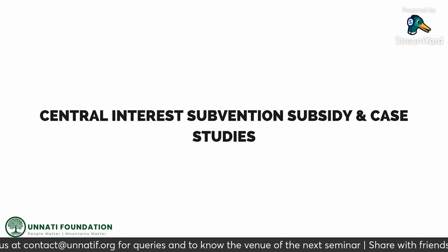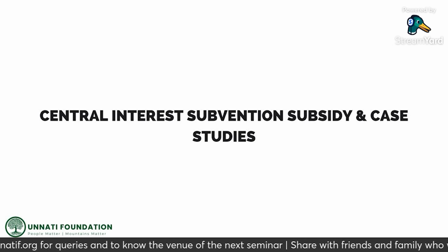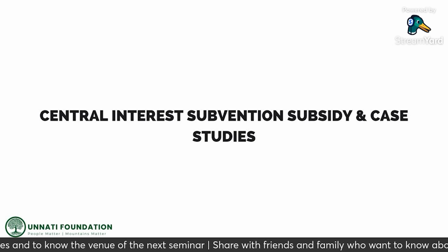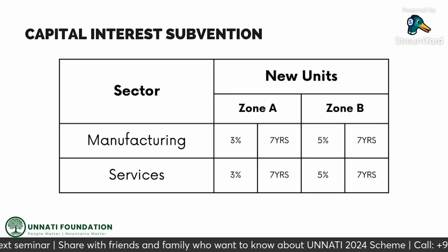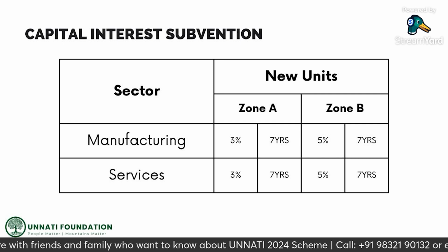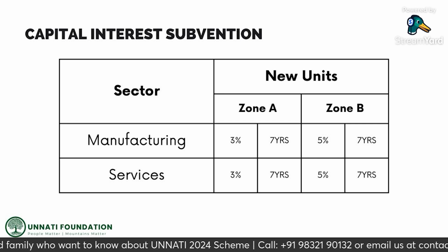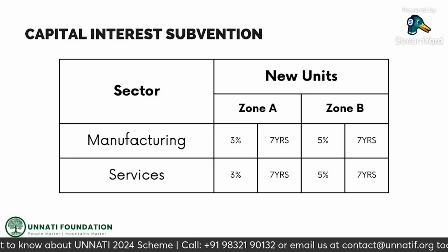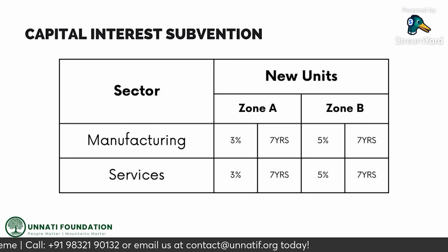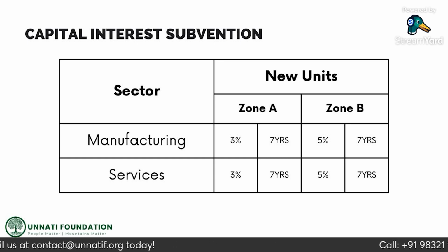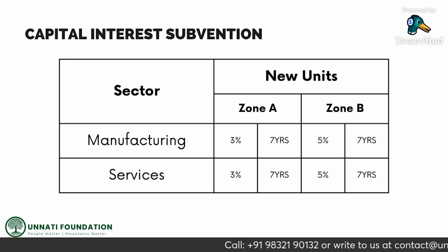Now, central interest subvention is a subsidy incentive on the interest you pay on the loans. For manufacturing and services sector, it is 3% with a limit of 7 years of loan repayment for Zone A and 5% with a limit of 7 years of loan repayment for Zone B. Let us understand through case studies.